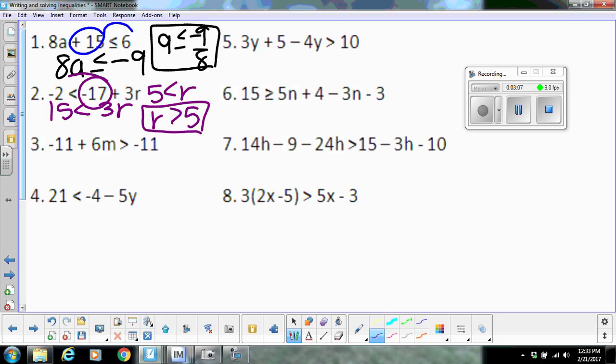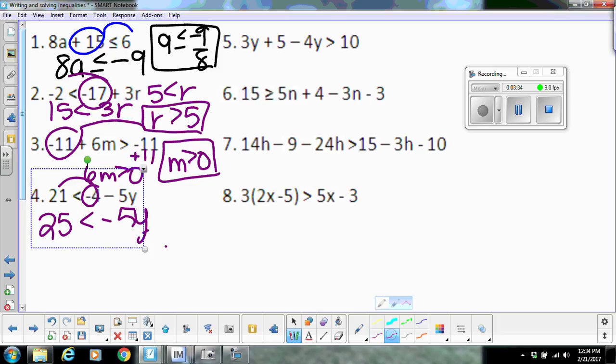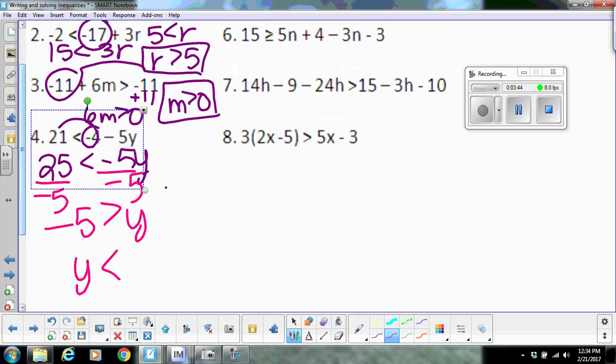All right, number 3, when you move your 11, you're going to add 11, which is going to give you 6m is greater than 0, and 0 divided by anything is still 0. We didn't divide by a negative. 6 is positive. All right, so same thing here. That's going to become a 25 and a negative 5y. So right here, what am I going to divide by? Negative 5, which means I need to do what? Flip my sign, and then I need to flip it again to get y on the left.